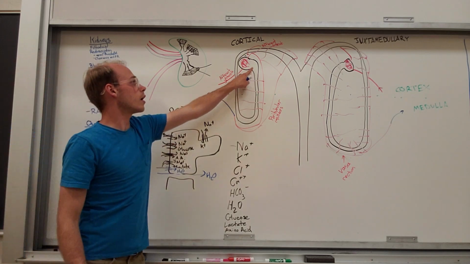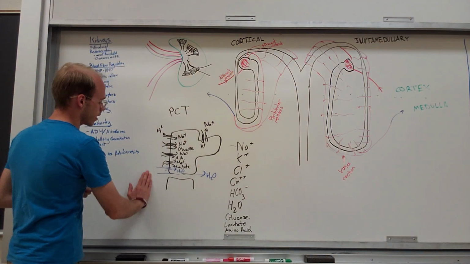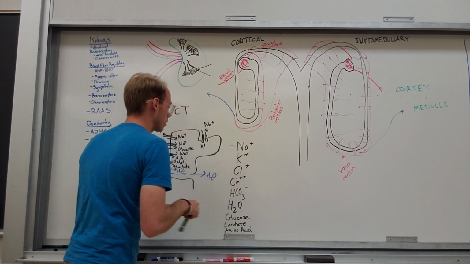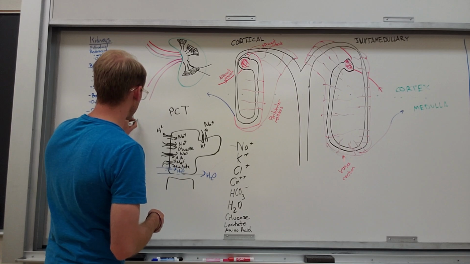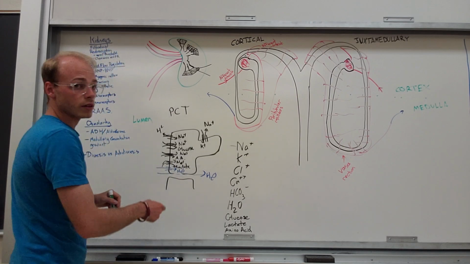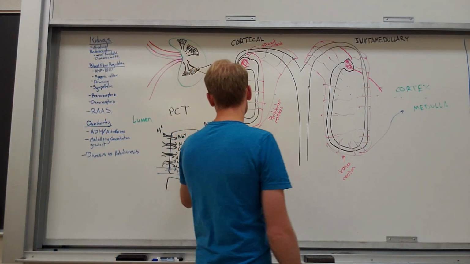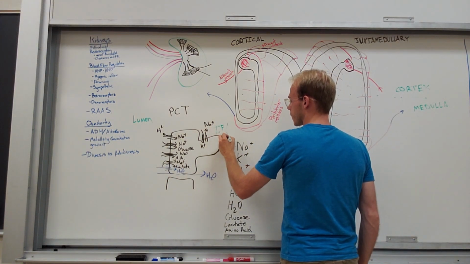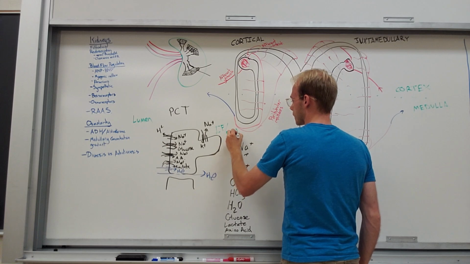So here we've got inside of the nephron, and we're going to label this in green. We've got the lumen of the nephron, and then out here we've got the interstitial fluid and the blood.